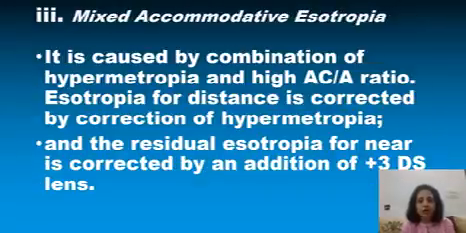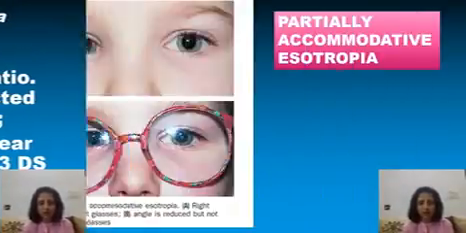Mixed accommodative esotropia is caused by a combination of hypermetropia and a high AC/A ratio. Esotropia for distance is corrected by correction of the hypermetropia, and the residual esotropia by the addition of +3 lenses.